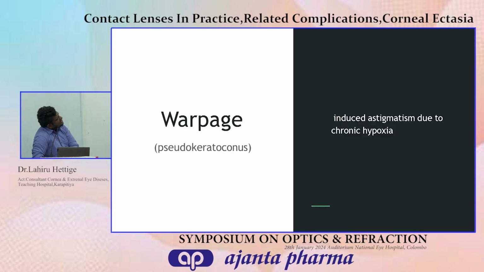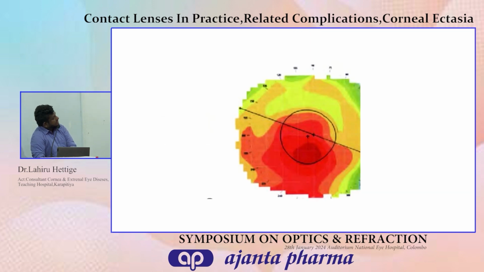Then corneal warpage is also a condition, but we don't really come across it. Do you see warpage often? No. I have seen only 2 cases in the last 5 or so years. So this is called pseudokeratoconus. It happens due to prolonged contact lens wear. It induces astigmatism just like keratoconus. Okay, and the topography picture is more or less similar to that of keratoconus.